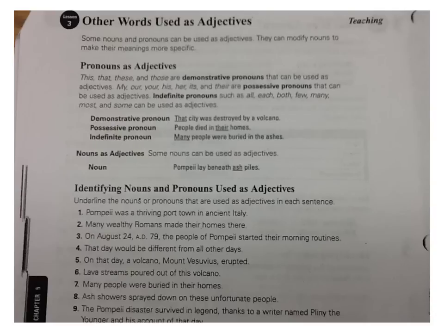This page is about other words used as adjectives. Not just exclusively adjectives, but sometimes you can use nouns and pronouns as adjectives. For example, that is a pronoun that's modifying city. There is a pronoun that's modifying homes. And many is a pronoun that's modifying people.